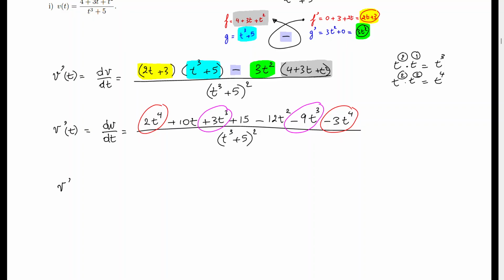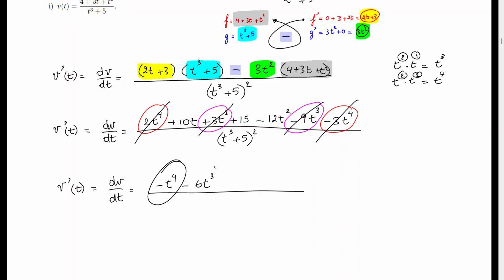So the v prime, or the derivative of the function v with respect to t, the independent variable, well, let's see. 2t^4 minus t^4 minus 3t^4 is going to be negative t^4 because 2 minus 3 is negative 1. So that takes care of these two terms. Next, I have the t cubed. So I'm going to do negative 6t cubed because 3 minus 9 is negative 6. And notice what I'm doing. I'm always doing it in standard form. So I'm starting with the highest powers first, then I go down to the next one, and so on and so forth. That's why I start with the t fourth, then the t cubed.